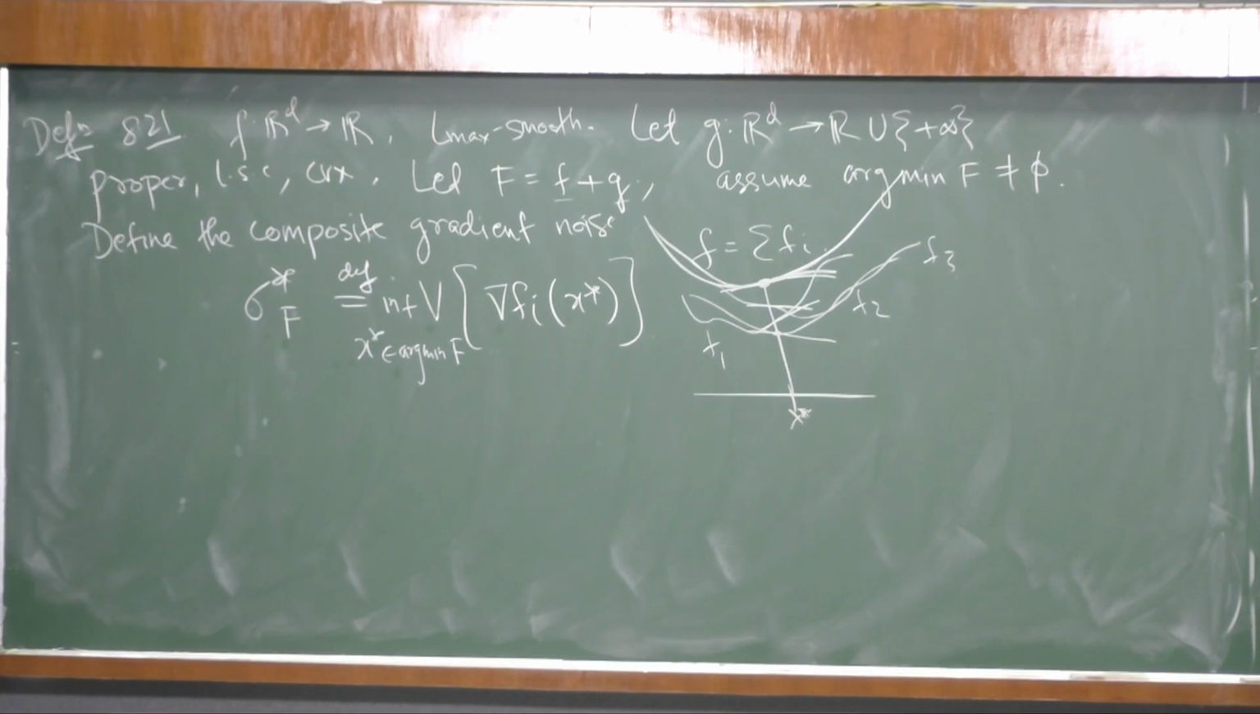Okay, so we'll try to interpret this thing. When someone defines something like this, obviously it's used as a tool to prove, right? But it's good to sometimes relate it with what is actually happening. So let's see how this will be used. This is the gradient noise that we defined. So then we have lemma 8.22.